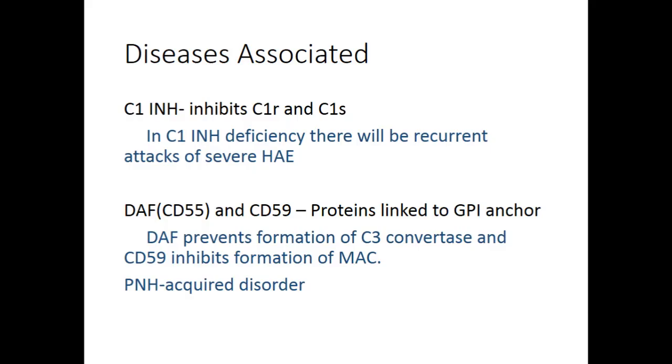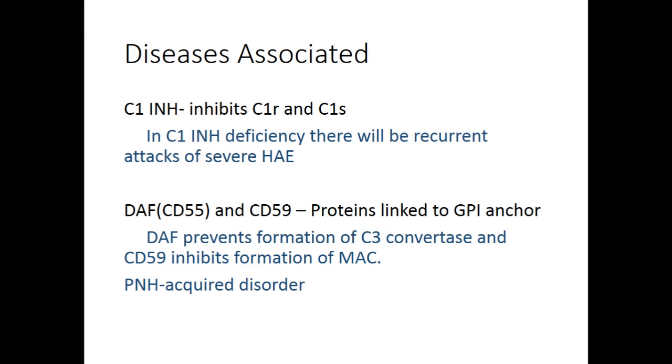Okay, now some of the disease associations. C1 inhibitor is another protein which can inhibit C1R and C1S. So C1 inhibitor will inhibit C1R and C1S, which means the classical pathway will be inactivated. But if there is a deficiency of C1 inhibitor, there will be overactivity of the classical pathway, and that patient can have recurrent attacks of severe edema. It is called hereditary angioedema. So C1INH, or C1 inhibitor, is deficient in that condition.